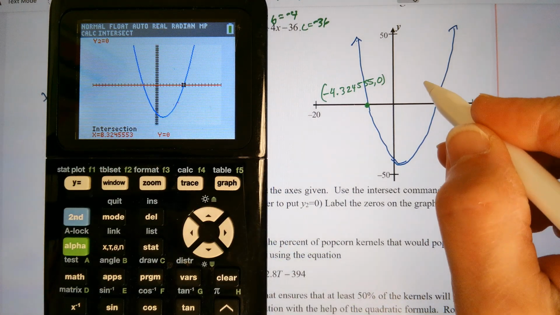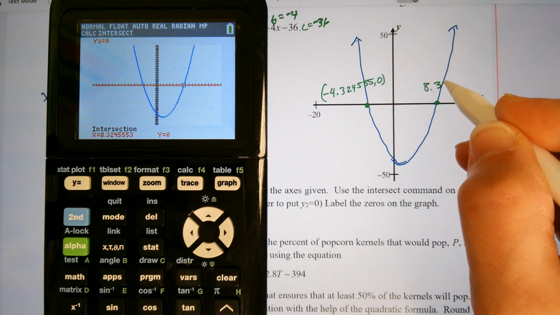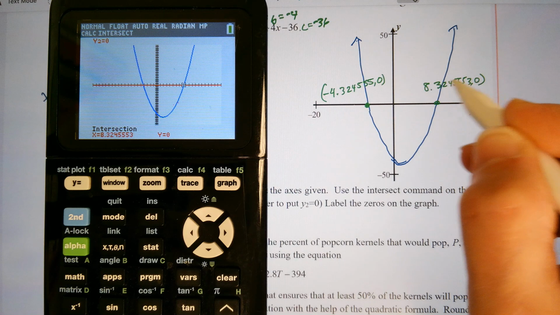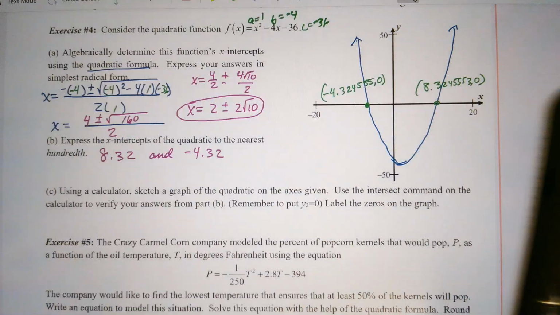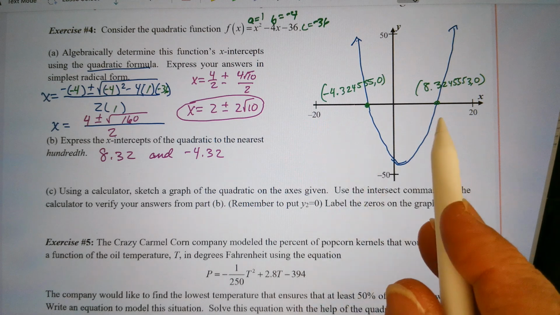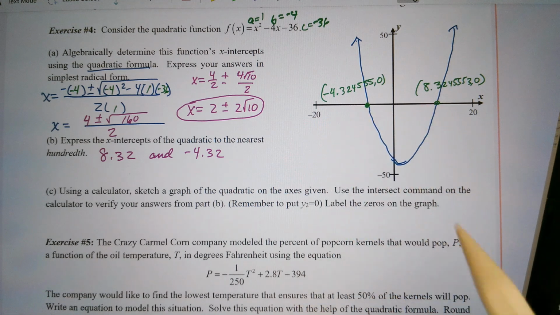So this is 8.3245553, comma 0. Label the zeros on their graphs. In other words, I label them with their points.